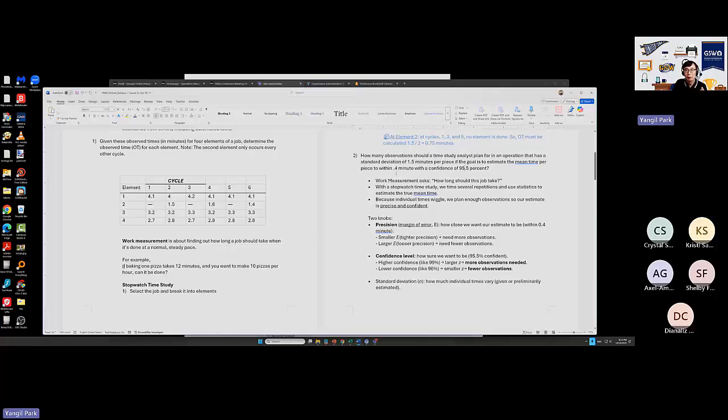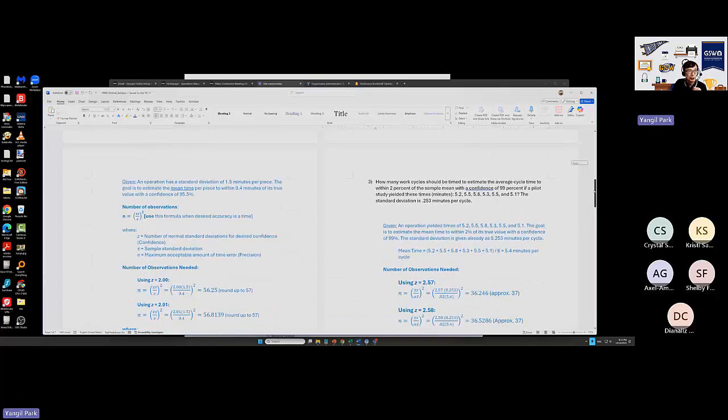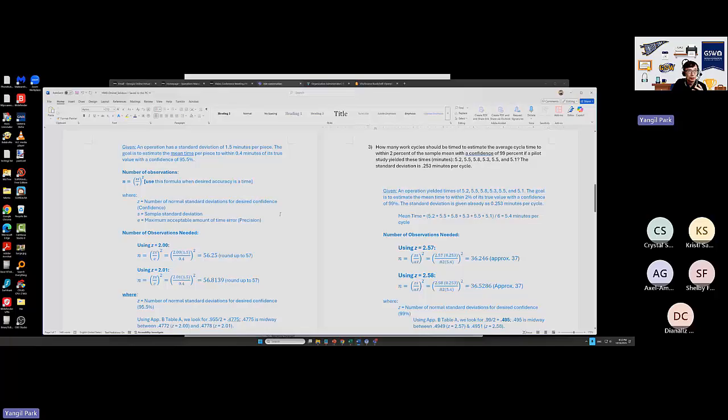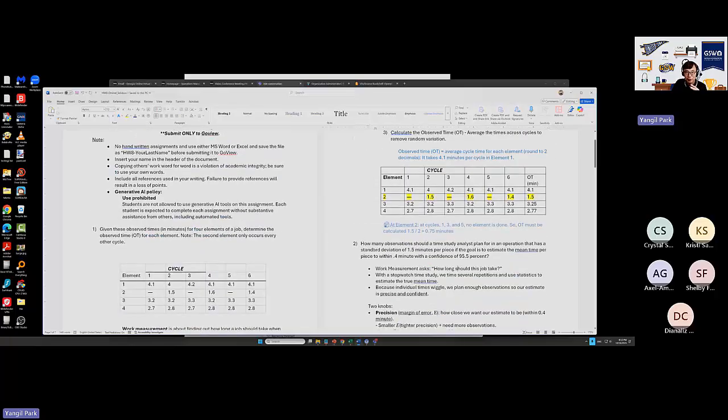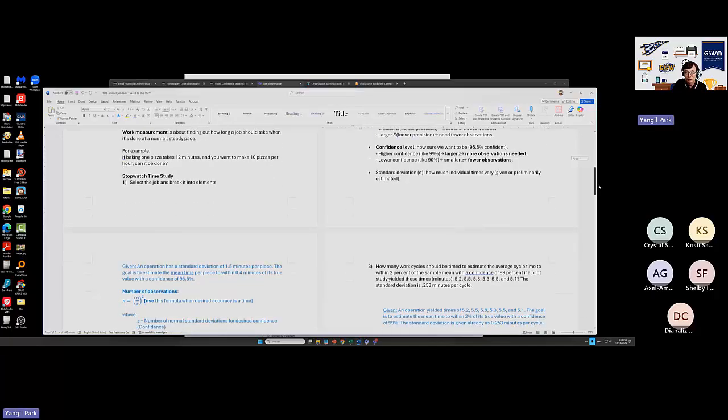The error term, we have error term 0.4, okay? So that's what we got here. And we have a formula which we can use to find how many observations we need for this particular setup, okay? We have standard deviation, we have error term, and we have a confidence level of 95.5%. Then how many observations, how many times do we need to measure, right?